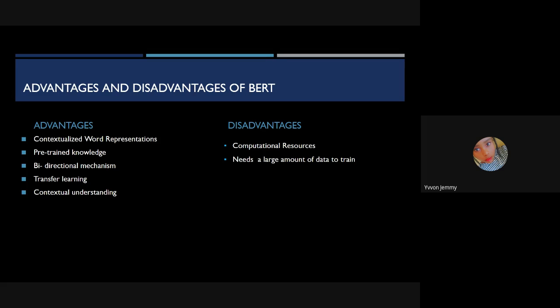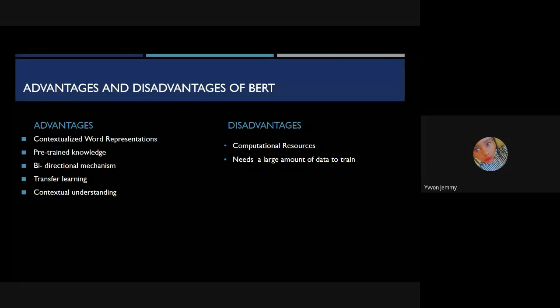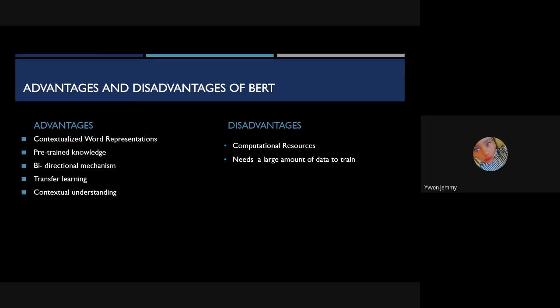Then there is the bidirectional mechanism. In the bidirectional mechanism, BERT can be used to understand words in both ways. For example, a word sitting in the middle of a sentence, like "I ate dessert." It understands that it is me who ate, and what did I eat? I ate dessert. It is bidirectional.